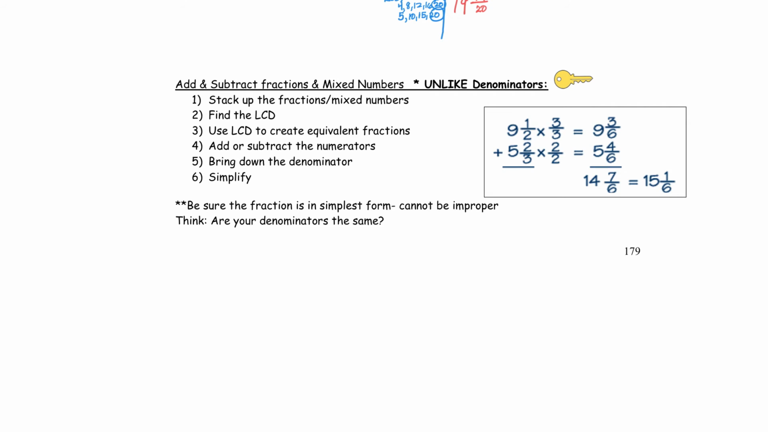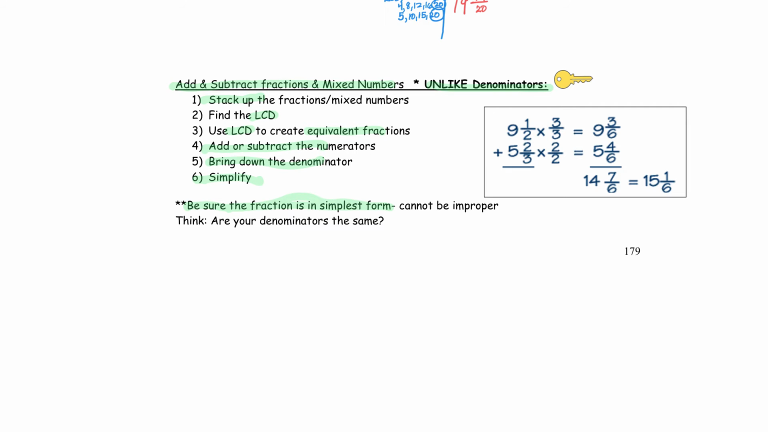Here are some notes here. You can go ahead and highlight. It says add and subtract fractions and mixed numbers with unlike denominators. The first thing you're going to do is stack up the fractions and mixed numbers. You're going to find the LCD or the LCM. You're going to use that LCM to create equivalent fractions, add or subtract the numerators, bring down the denominator, and simplify.